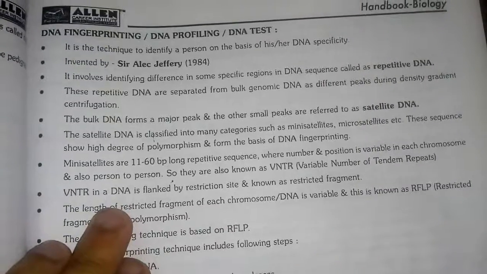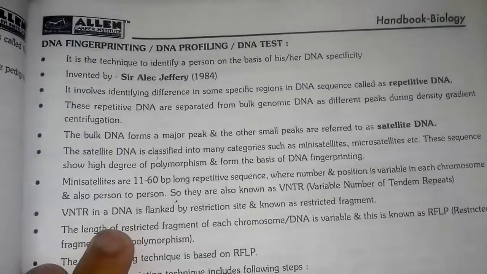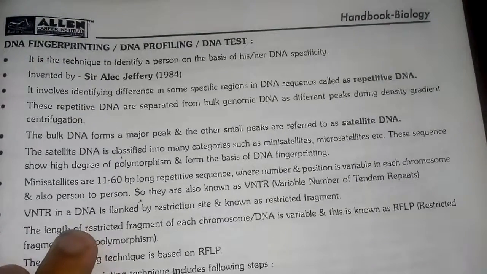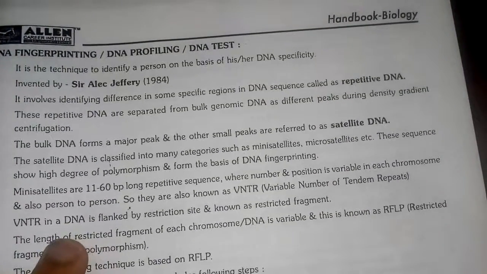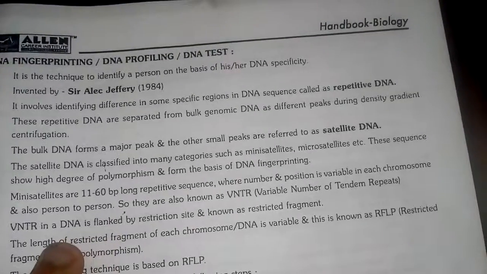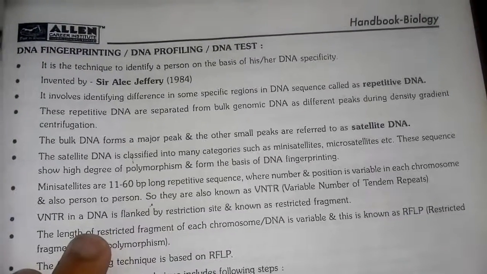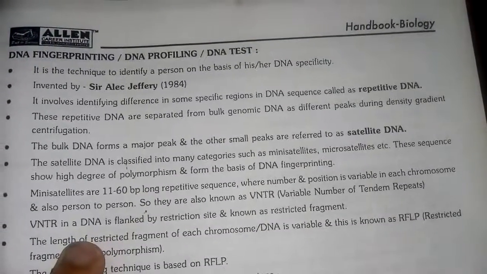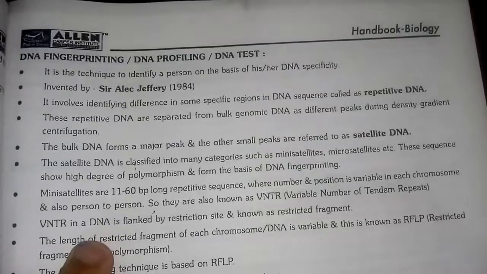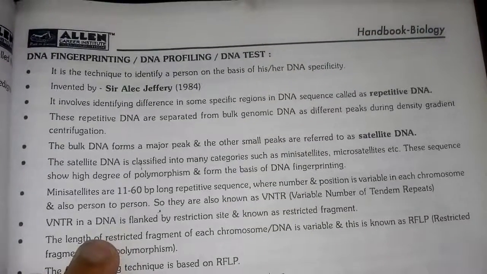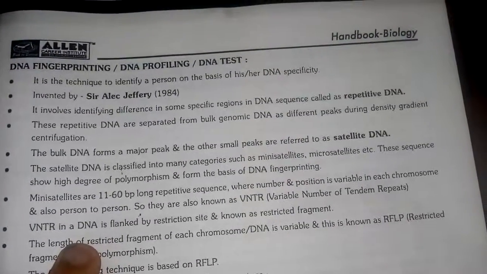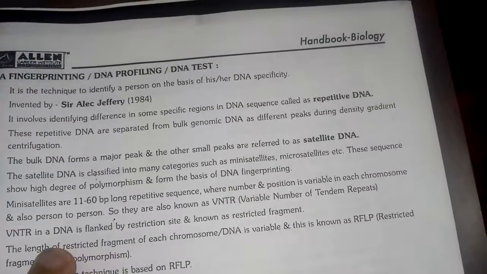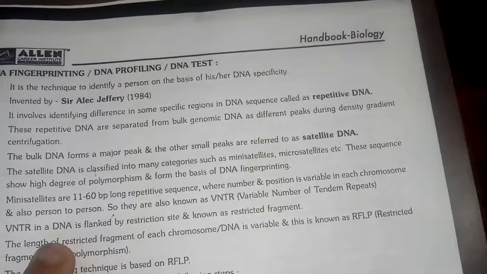The chapter name is DNA fingerprinting. It is a technique to identify a person on the basis of his or her DNA specifically. It was invented by Sir Alec Jeffreys in 1984. It involves identifying some specific regions of the DNA sequence called repetitive DNA.